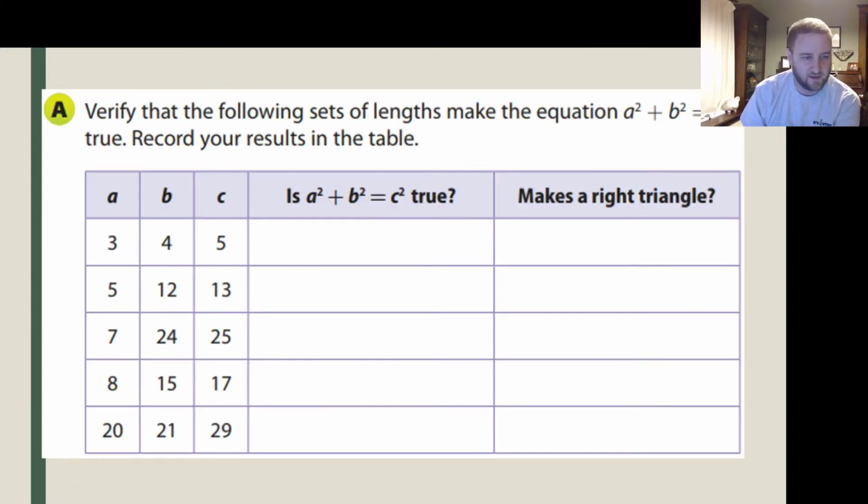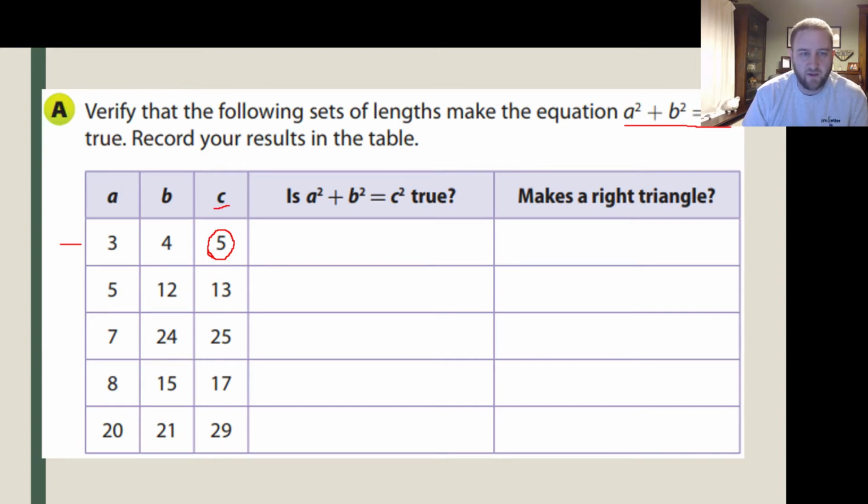Here we've got this table. It says verify that the following sets of lengths make the equation a squared plus b squared equals c squared true, and then record your results in the table. So for this first example, we've got 3, 4, and 5. Now one thing you should always know is that the biggest side length, in this case 5, is always the hypotenuse, c.